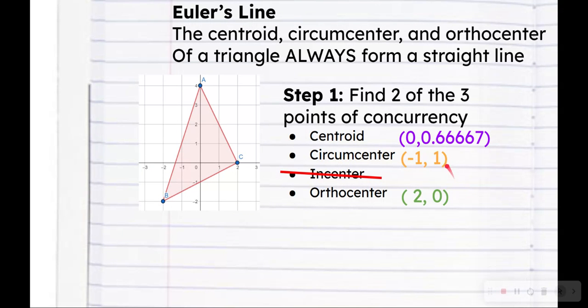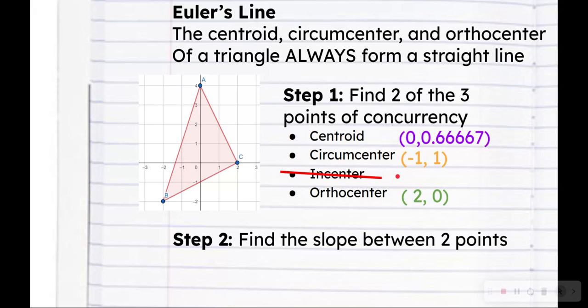I'm going to use these two points to write the equation of the line. In case you don't remember how to write an equation of the line, if you have two points, you start off by finding the slope using the slope formula.